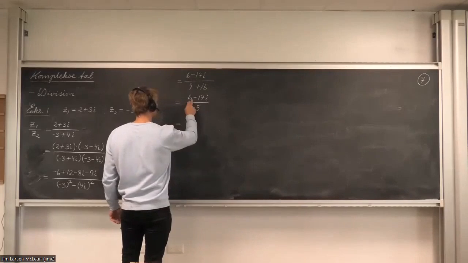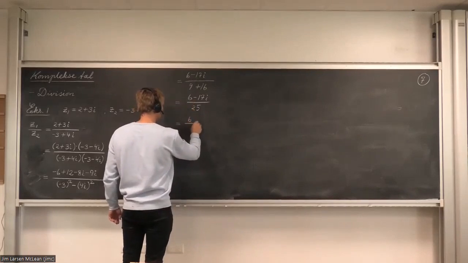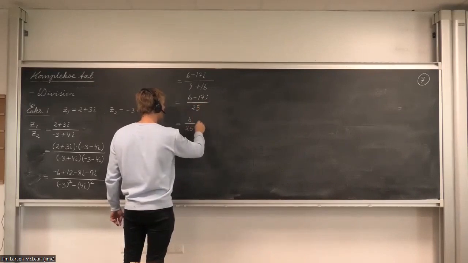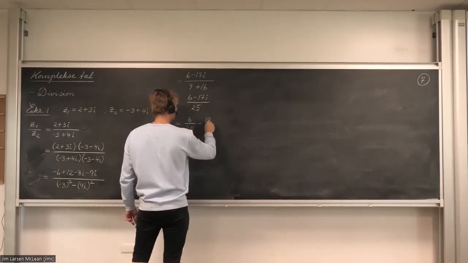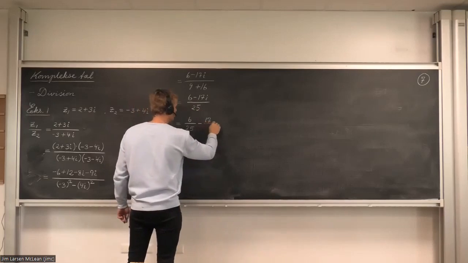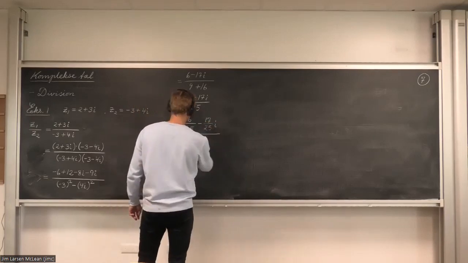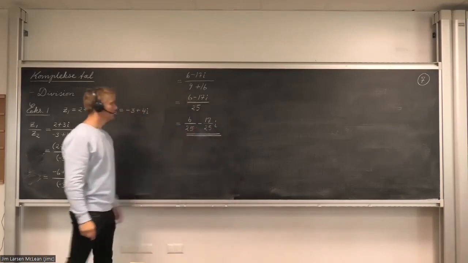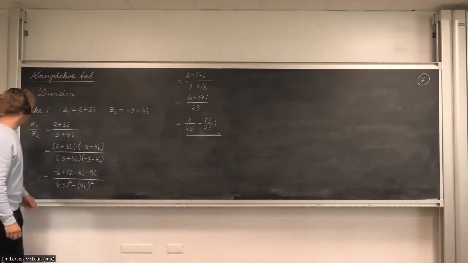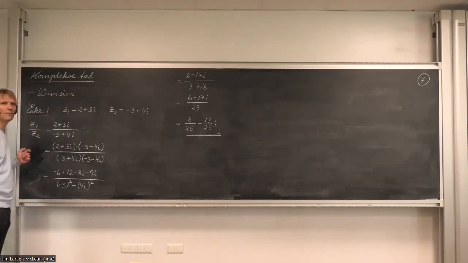So I'm saying the 6 should be divided by 25. And the 17i also needs to be divided by 25. And then, of course, we must remember to indicate that it's minus 17/25 i. And here's the answer. That's the number you get when you divide Z1 by Z2.